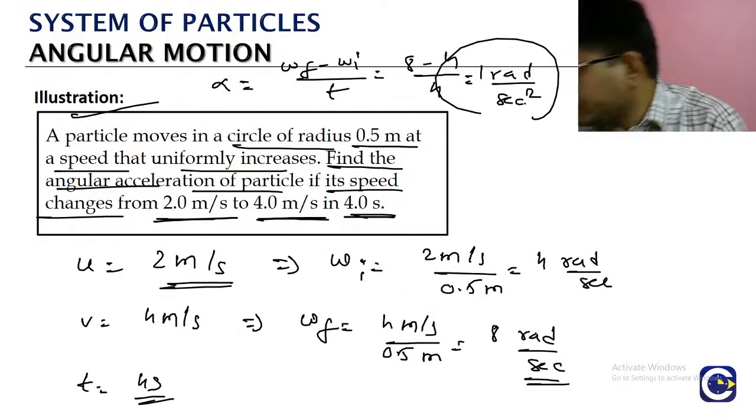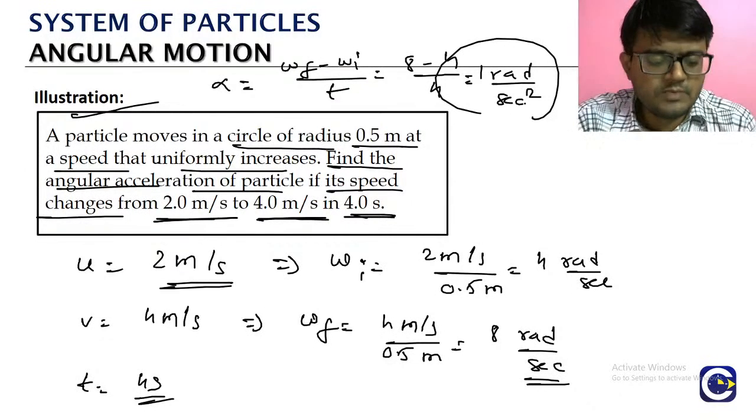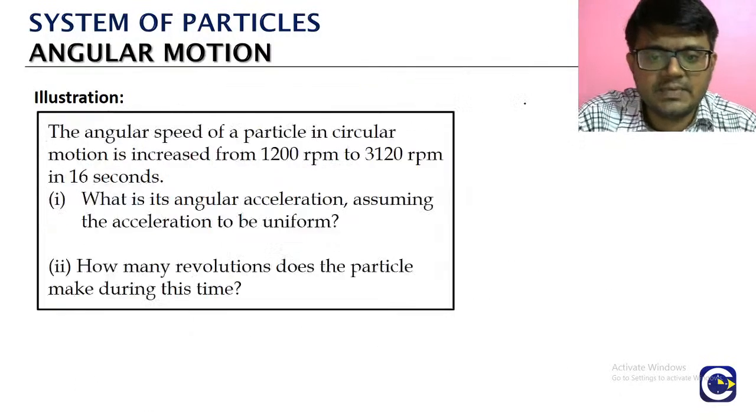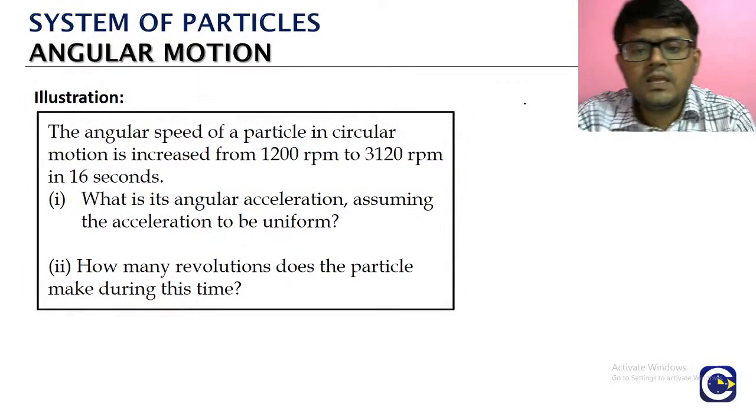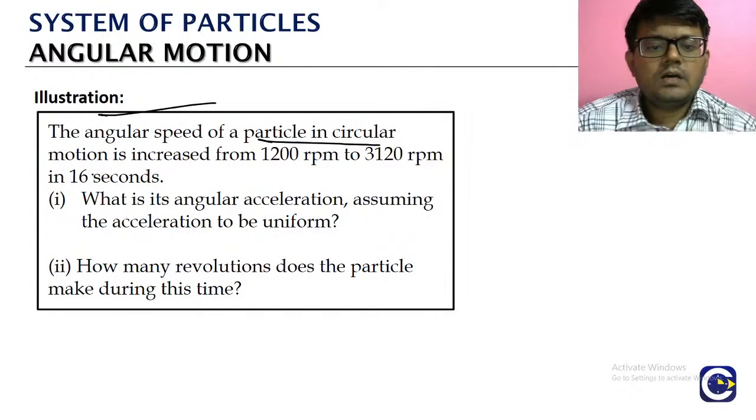Okay, good Maithili. So what is the answer? It is 1 radian per second square. So we will be able to expect this kind of question in the NEET examination. Look at the next question. The angular speed of a particle which is in circular motion.